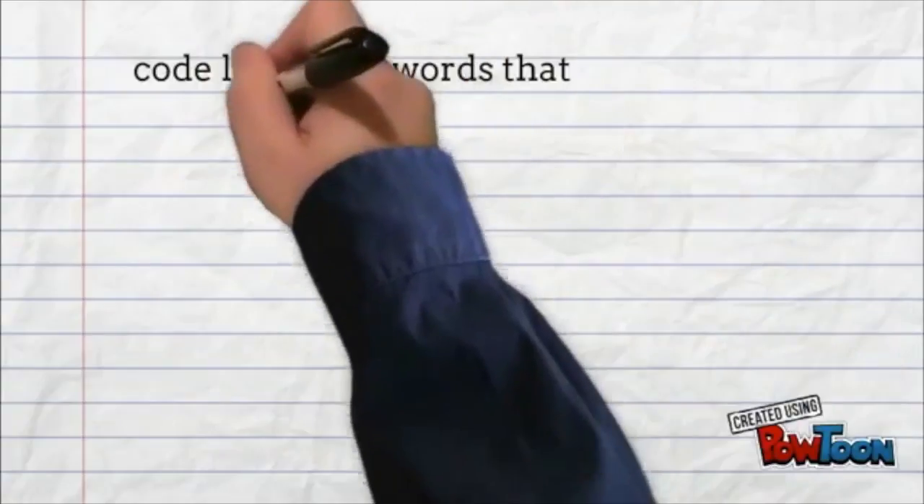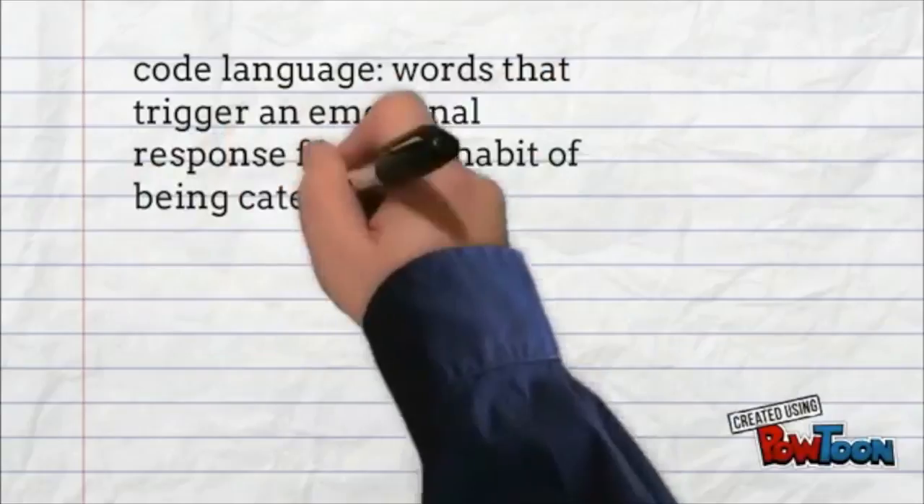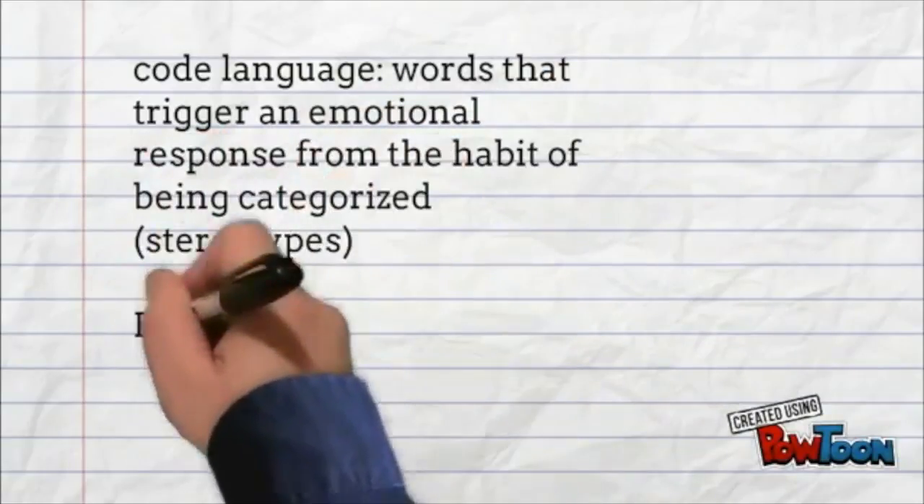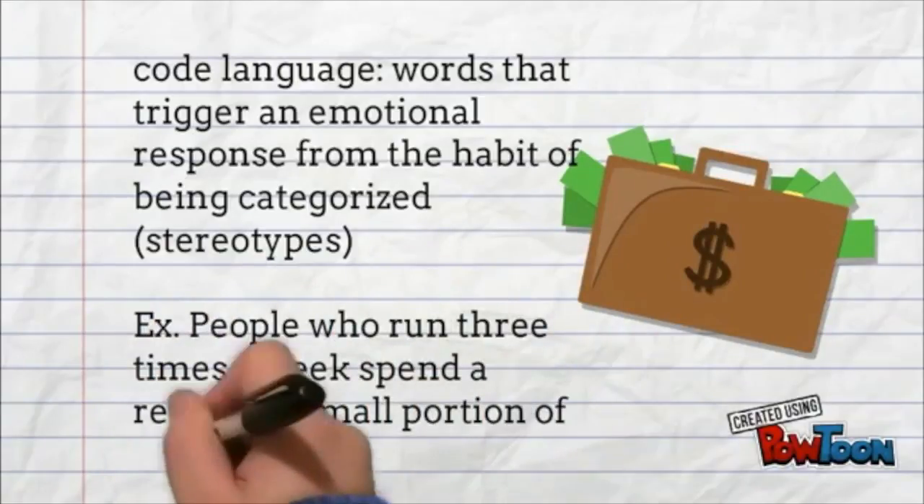Code language is specific words that unite or break an audience. For example, if you have an Apple computer, you're more likely to vote Democratic. This stereotype by association categorizes people and forms code grooming.